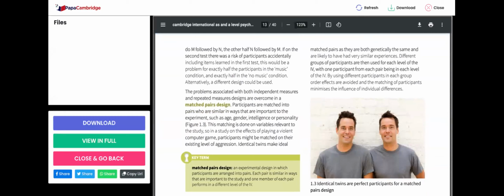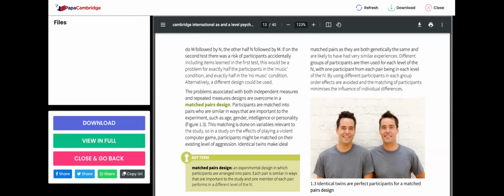Then we have the third one, which is basically matched pairs design, where you match the individuals on some characteristics. This is mostly used for twins, where you can match them on the basis of their looks, their DNA, personality, whatever. When you match these individuals and then use their sample, you prevent individual differences. They won't have a lot of differences, because they're literally twins.